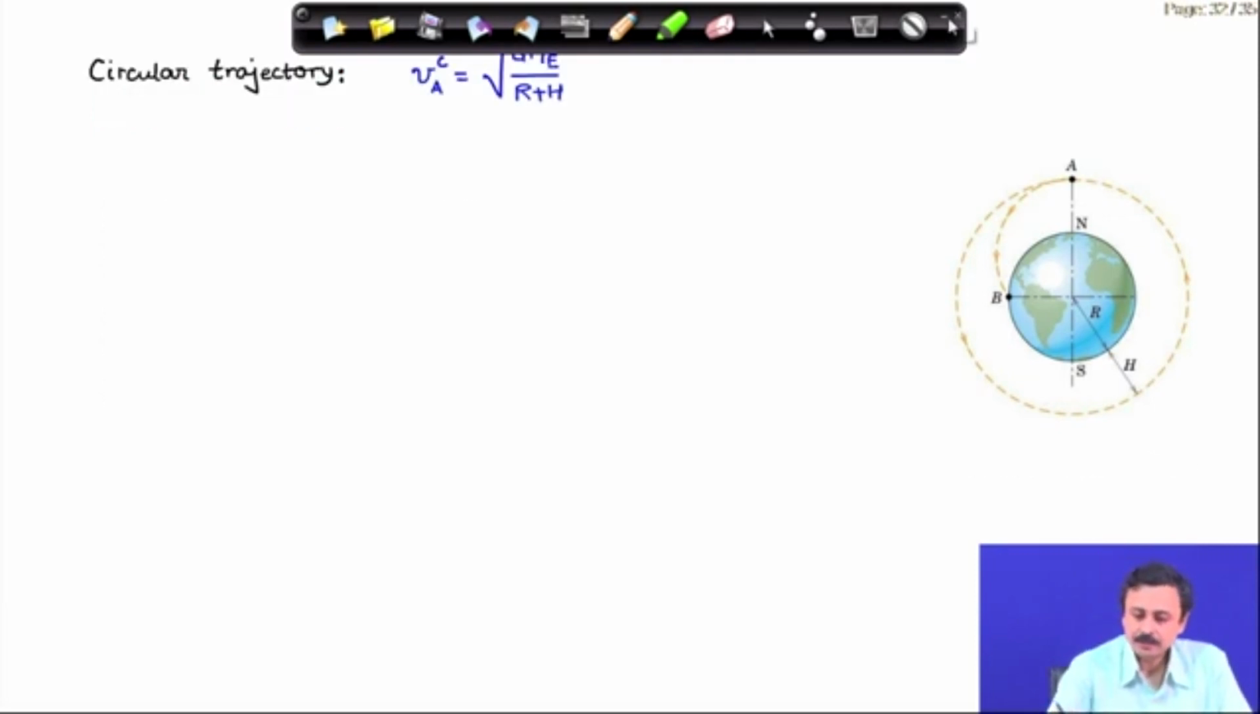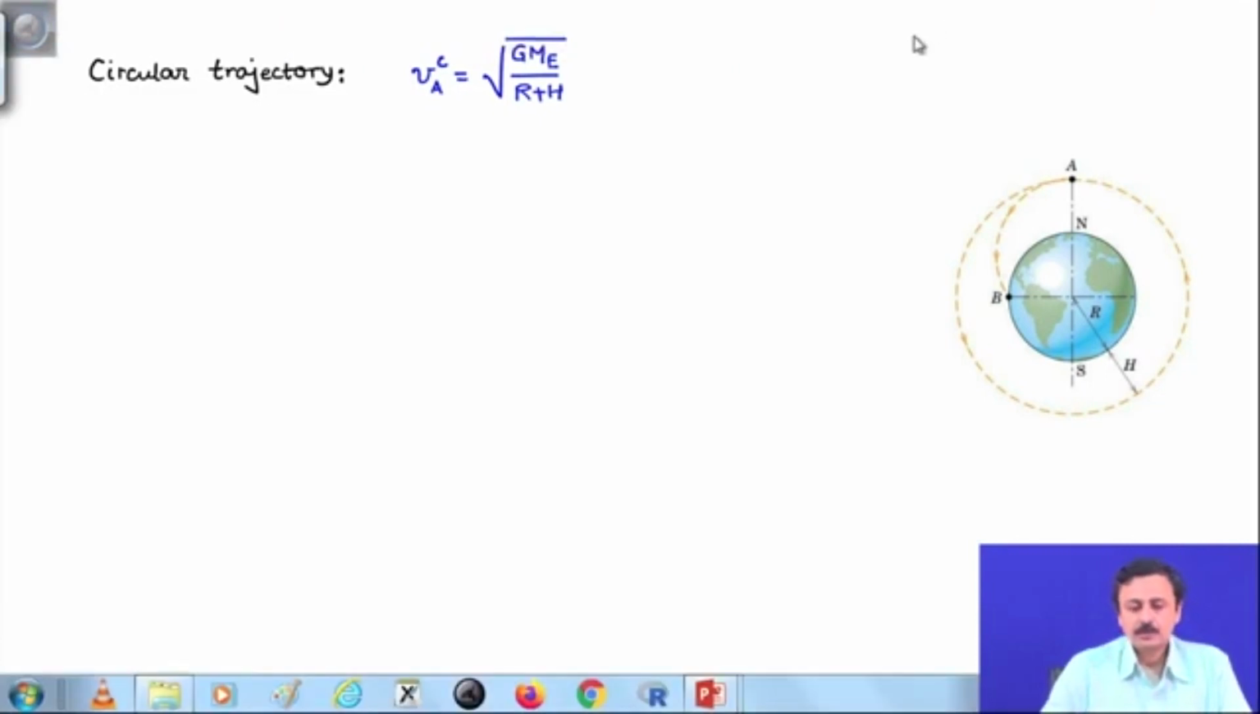The first step, we write the velocity on the circular trajectory, because we have to find the expression of delta V. Therefore, the orbital speed on the circular path at A, the orbital speed is the same everywhere. I have written it at A.